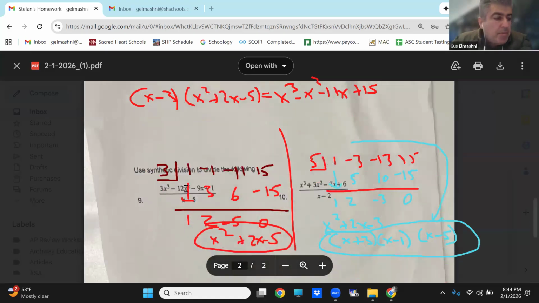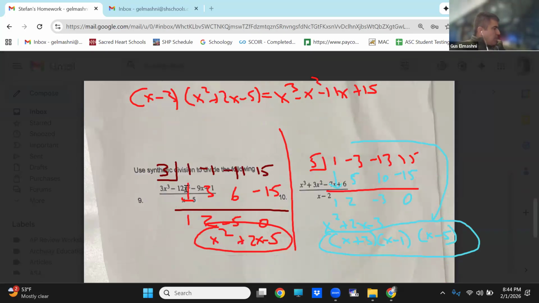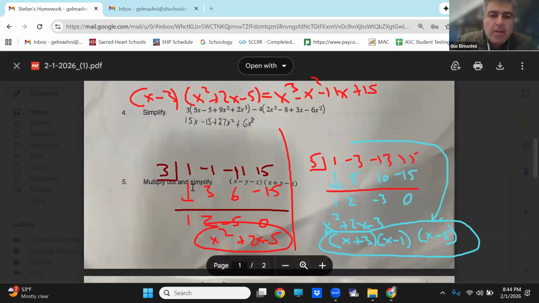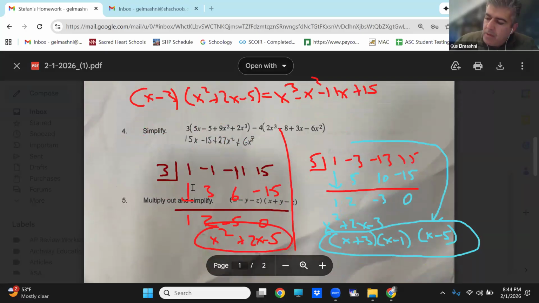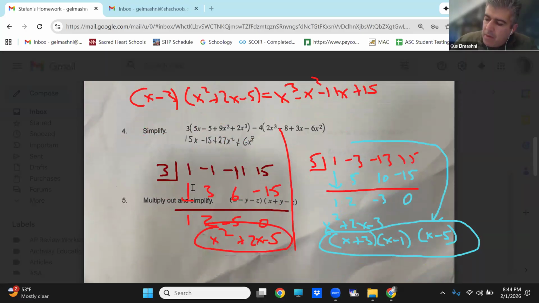So definitely synthetic division's a big one. Let me make a little note here. I want to give you some practice on this and long division and simplifying exponents. And I'll reach out to your mom about scheduling. So Stefan, the long division, synthetic division, simplify exponents, and then also polynomial multiplication, distribution, combine like terms.